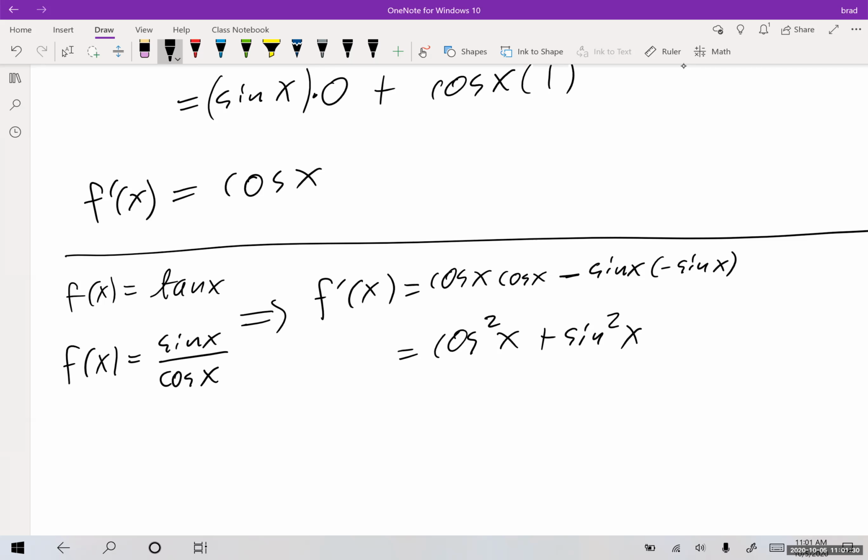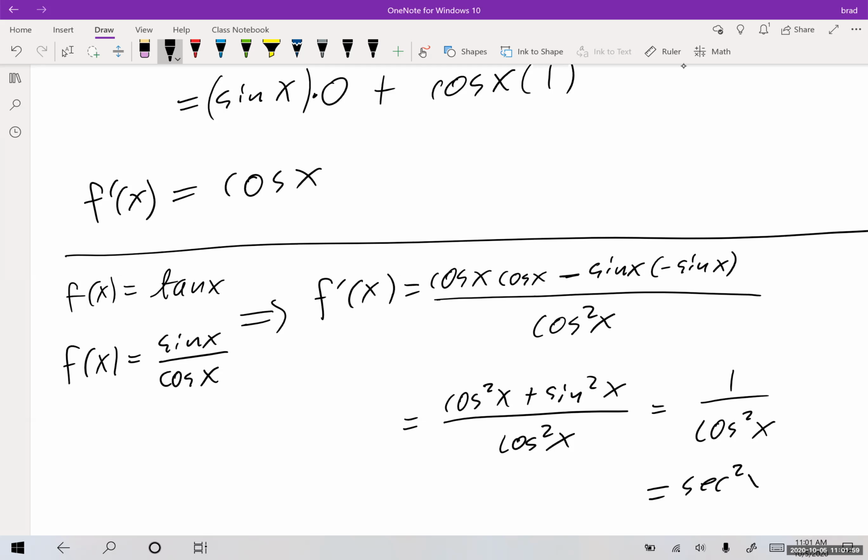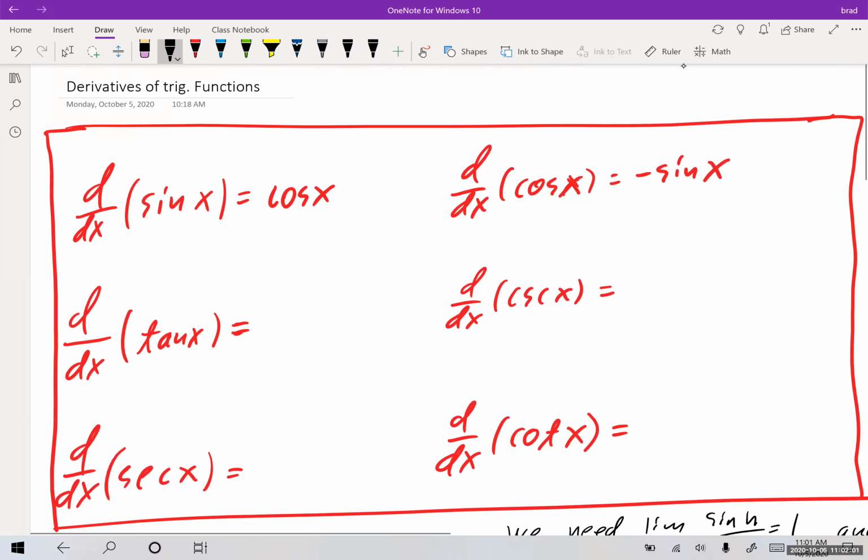Oh, hold on. Sorry, I forgot. And then you have to divide this by the denominator squared, which is cosine squared x. Now this will become cosine squared x plus sine squared x divided by cosine squared x. So then this becomes 1 over cosine squared x, but we know that 1 over cosine squared is the same as secant squared x. So I come over here and I now know that this is secant squared x, okay?